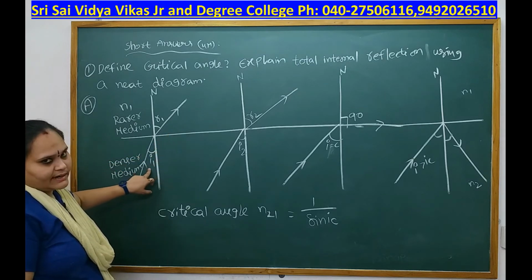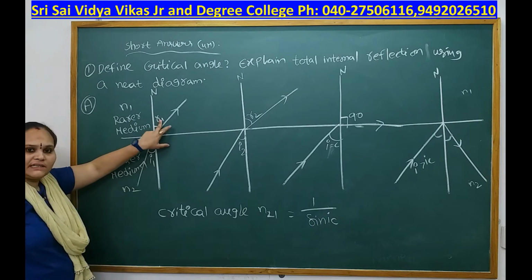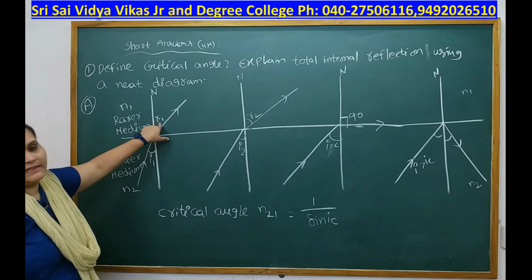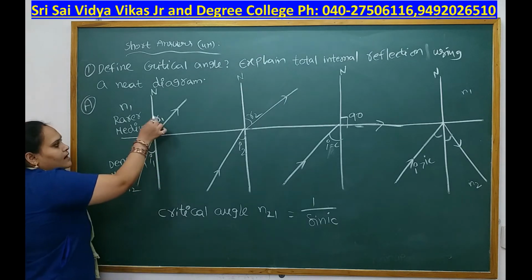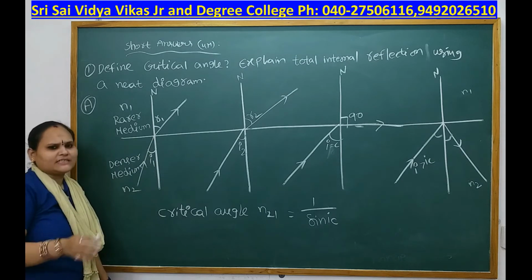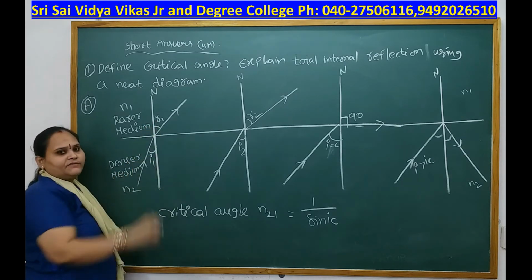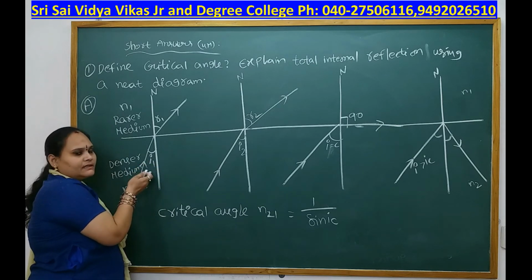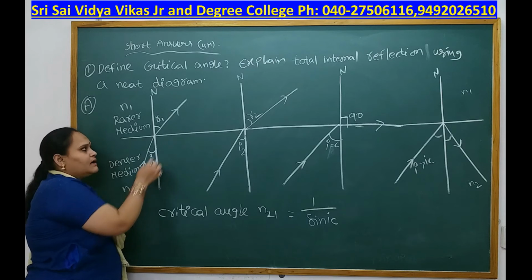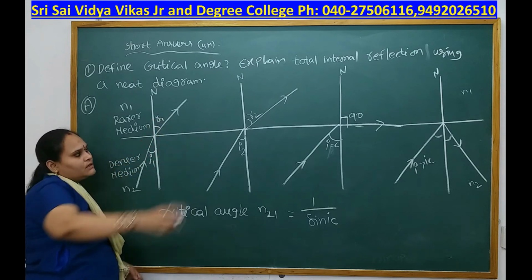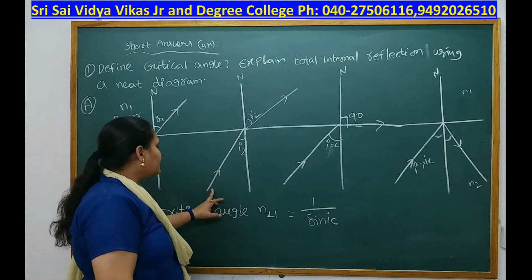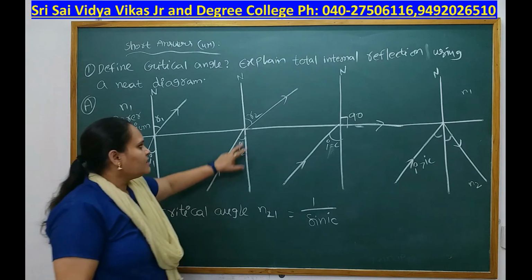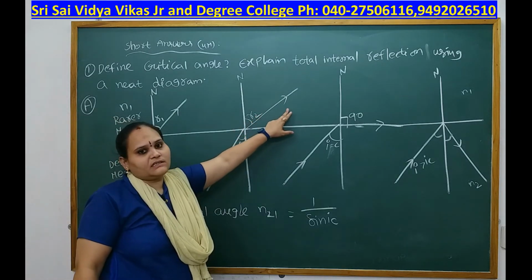This is the incident angle I1 and this is the refracted angle R1, not reflected but refracted, or transmitted. When the incident angle is small, the refracted angle is also small. When the incident angle is increased to I2, the refracted angle also increases to R2.